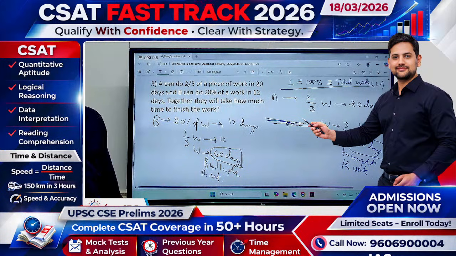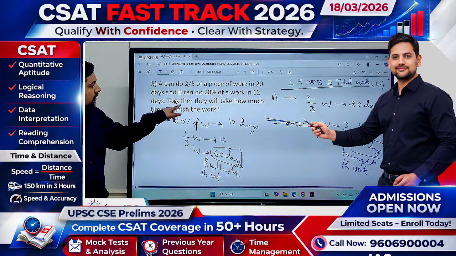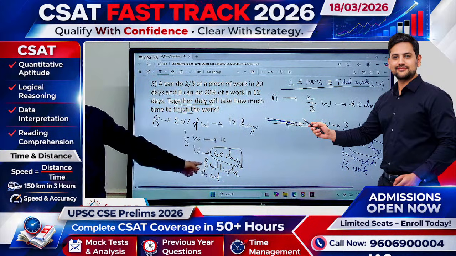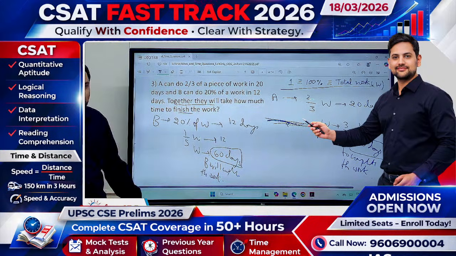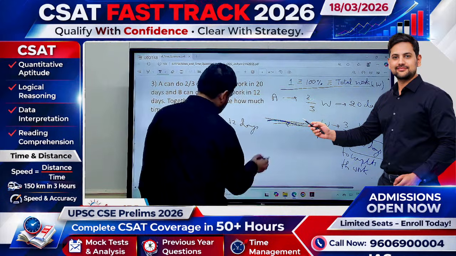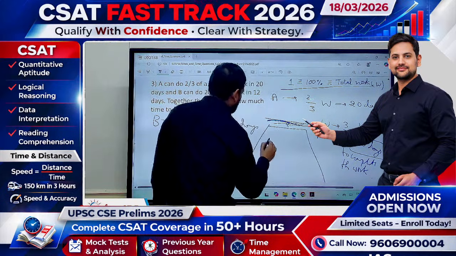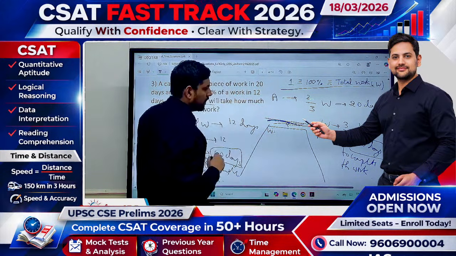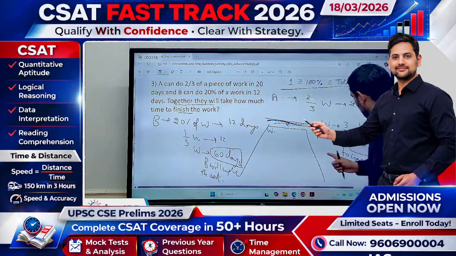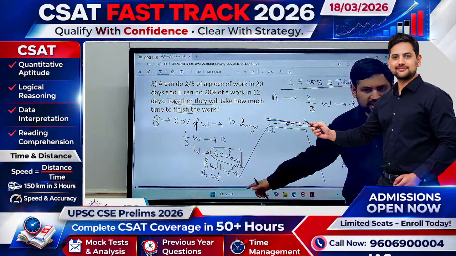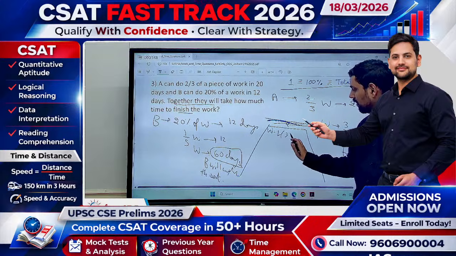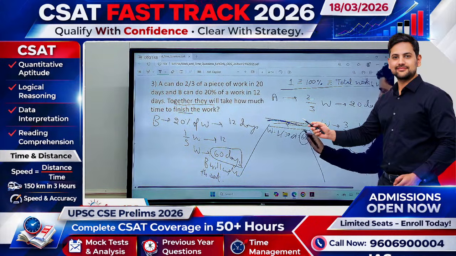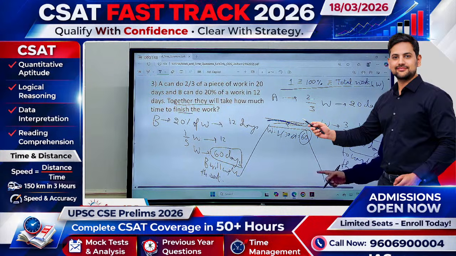Once you get both these figures, now it's a nothing question, because it is asking how much time they will take together to finish the work. A can do it alone in 30 days, B can do it alone in 60 days. So very simple. Total work, first of all, what will you take? The LCM of 30 and 60, which comes out to be 60 units. This is the total work that you will take.